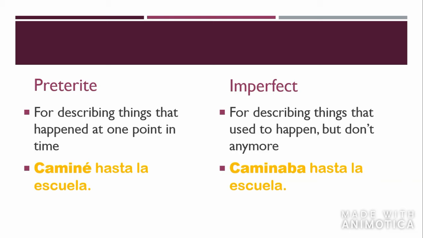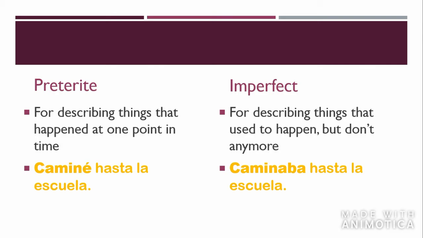So, the preterite tense, I walked to school, it could be that I usually take the bus, but the bus left me, so therefore I had to walk to school. I walked to school today. Yeah, the bus left me. What else was I supposed to do?